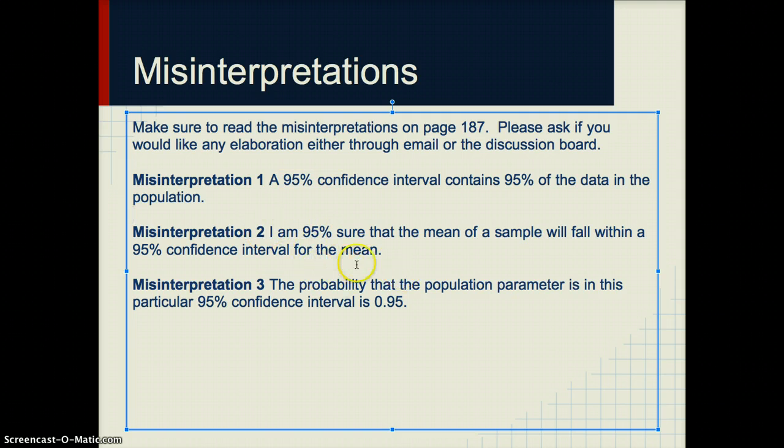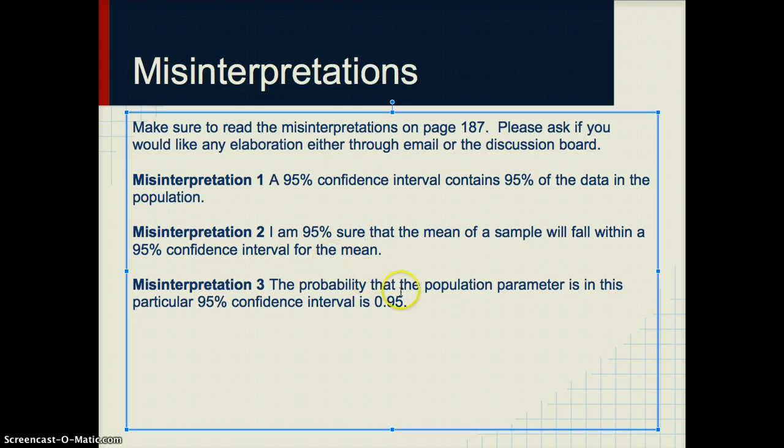Misinterpretation 2: I'm 95% sure the mean of the sample will fall within the 95% confidence interval for the mean. Again, we're looking for the true mean. We have the sample mean, but we're really looking for the true mean. I'm 95% sure about the true mean. I'm not 95% sure the sample mean's in the interval. I use the sample mean to generate my interval, so of course it's going to be in there.